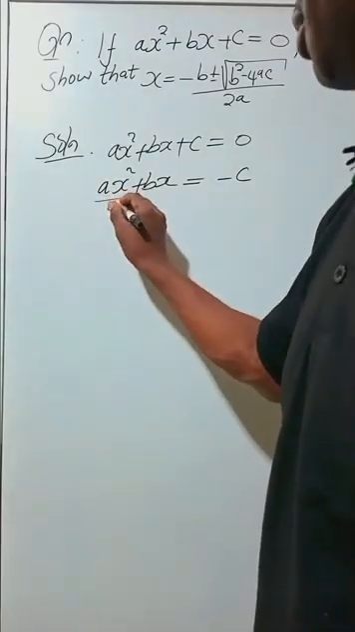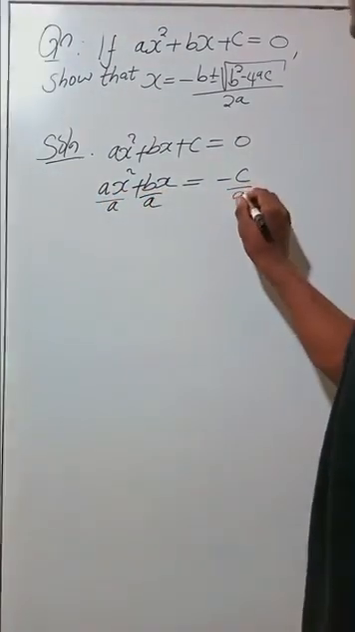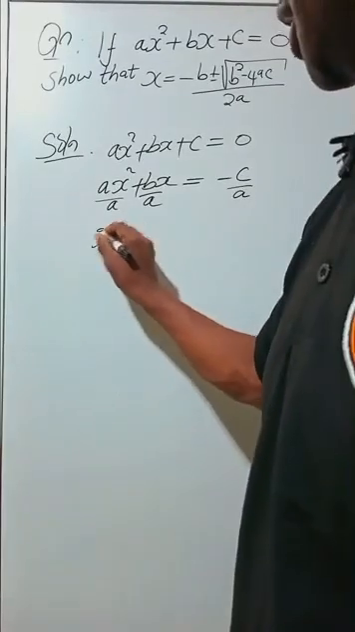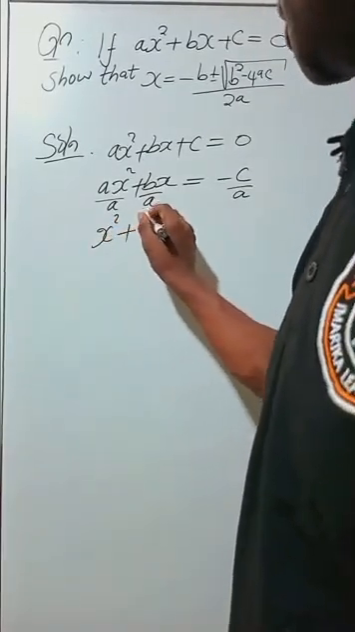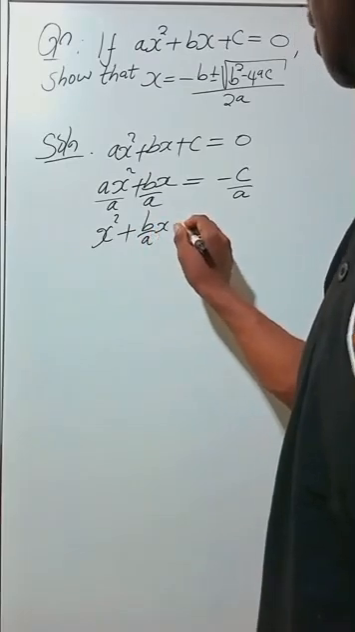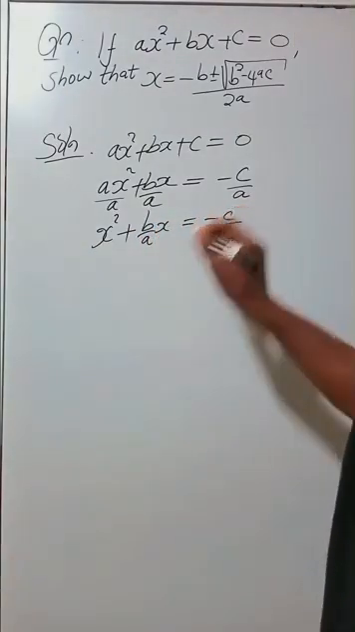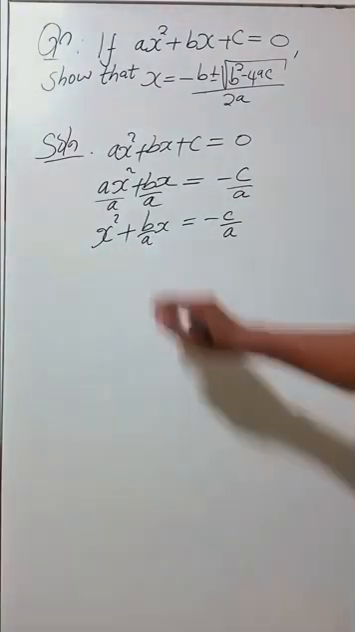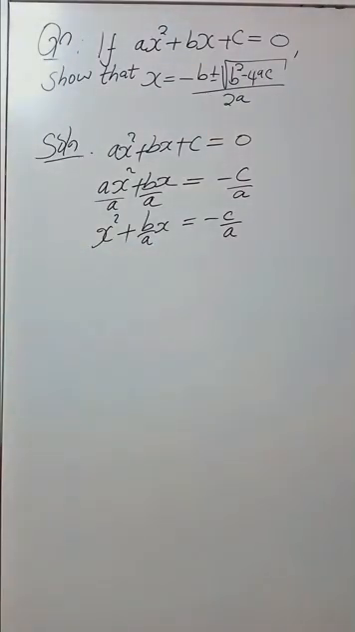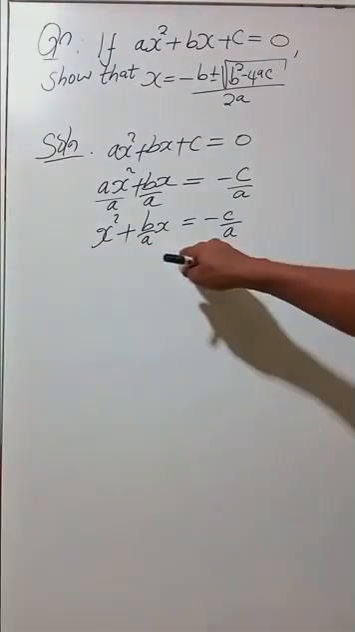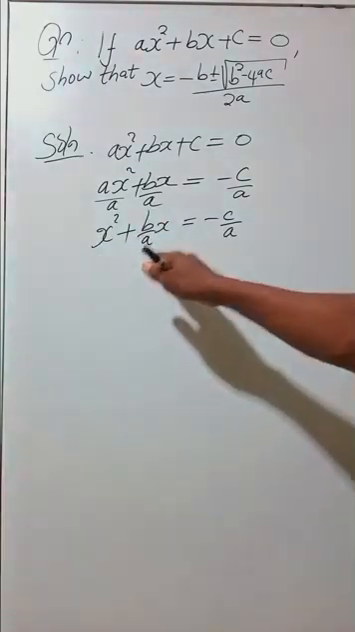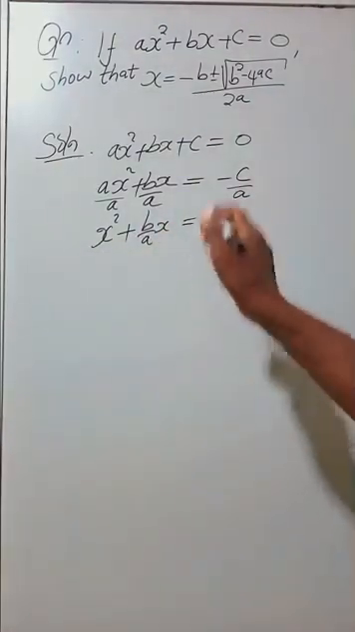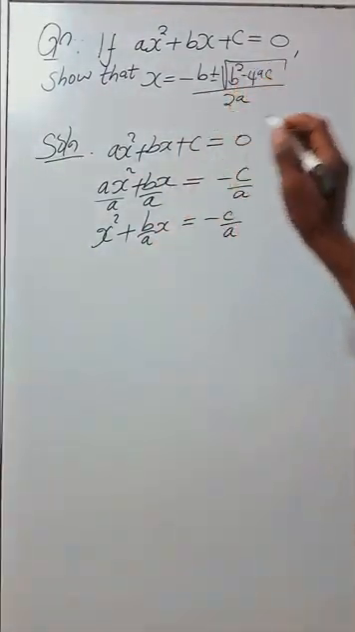So next step, divide by a, so that we get x squared plus b over a x equals negative c over a. Then after here, we have to make the left-hand side a perfect square. How do we do that? By adding a certain constant, which will make this expression a perfect square. Since the equation balances the right-hand side with the left-hand side, whatever we add on the left-hand side, we shall have to add the same thing on the right-hand side.